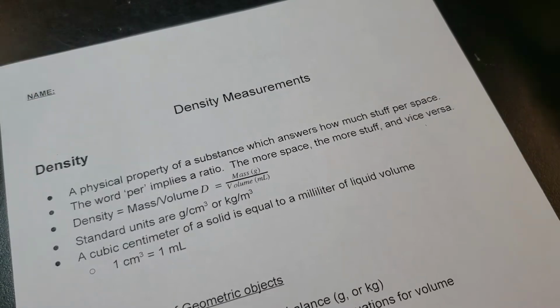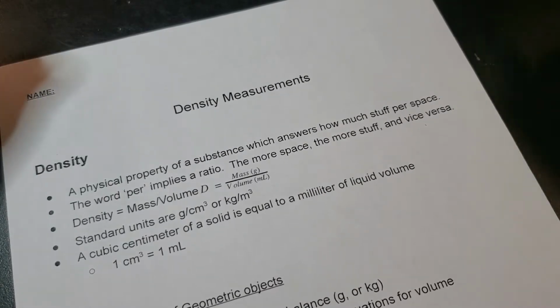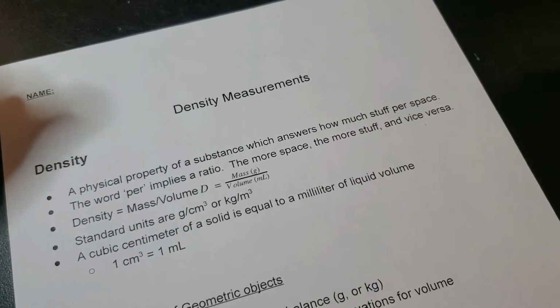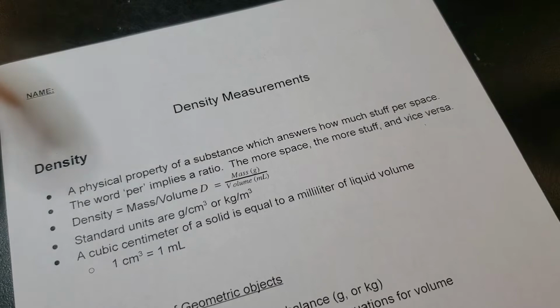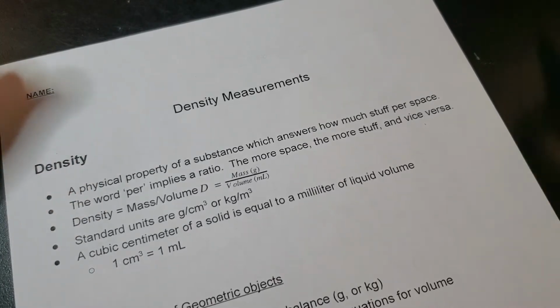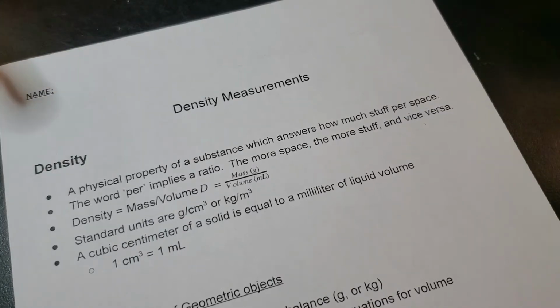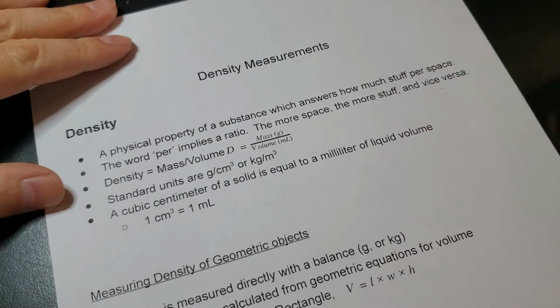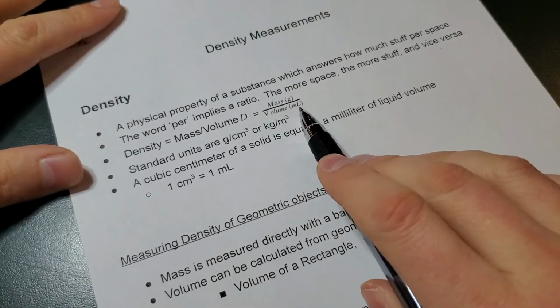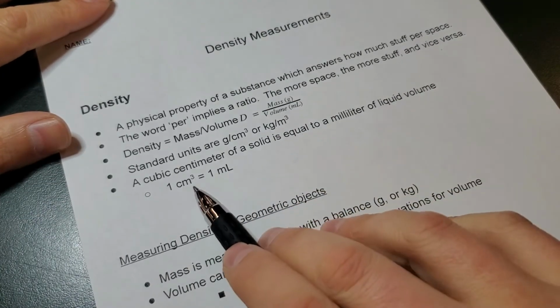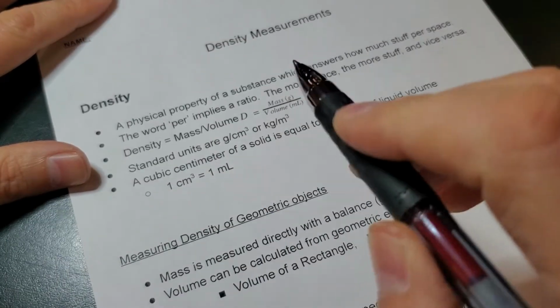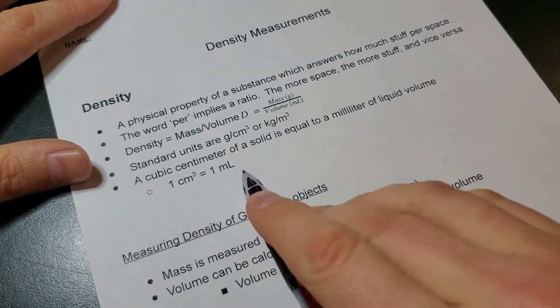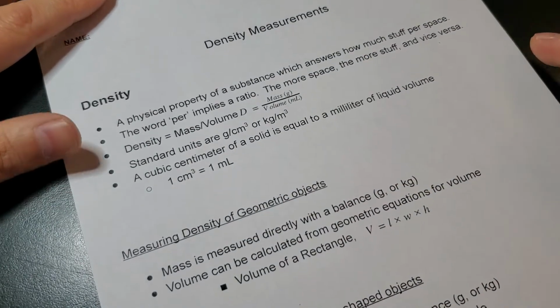You remember that density is a physical property of a substance, and it's how much stuff there is in a given amount of space. We say stuff per space, per implying that there's a ratio. The more stuff, the more space. The more space, the more stuff. It doesn't change. That ratio never changes. You'll also see that we utilize milliliters, but we also utilize centimeters cubed. These are interchangeable. 1 cubic centimeter is a milliliter of volume.